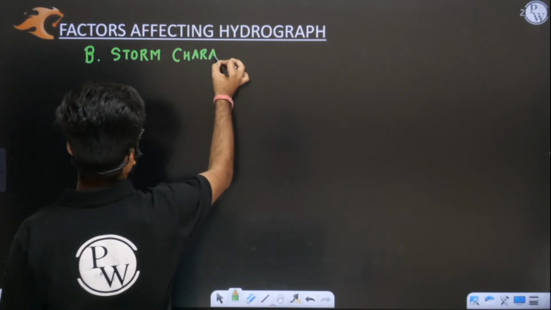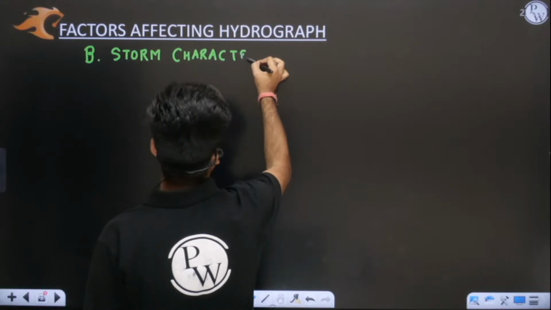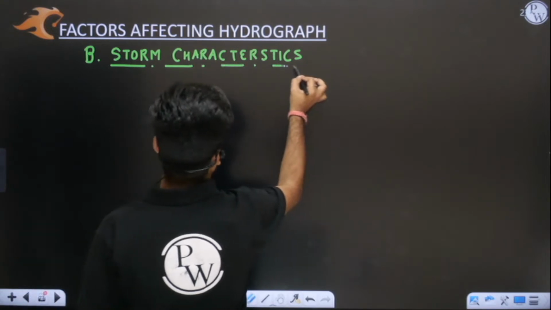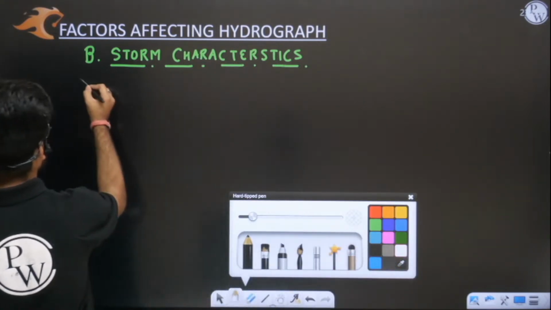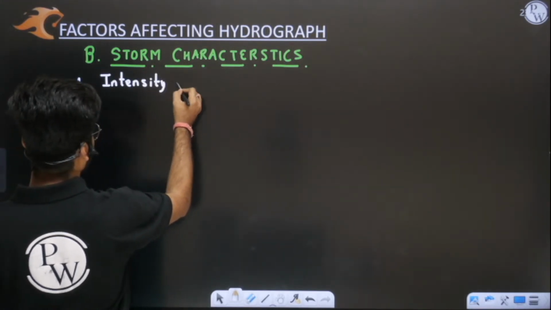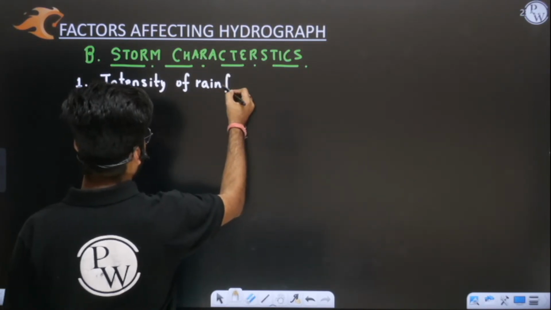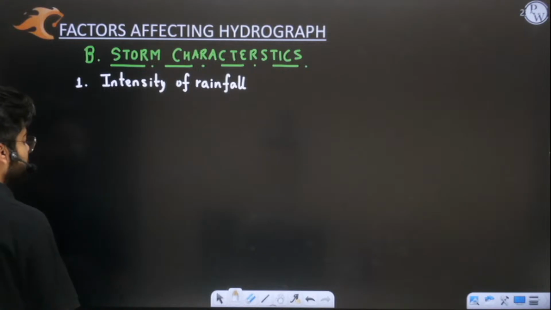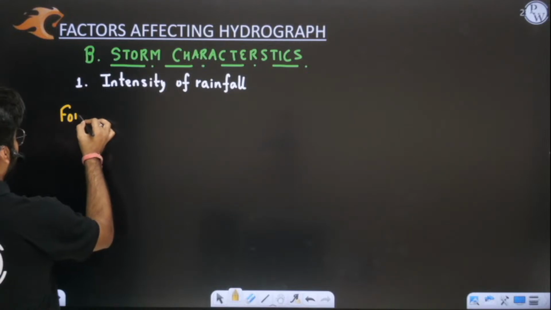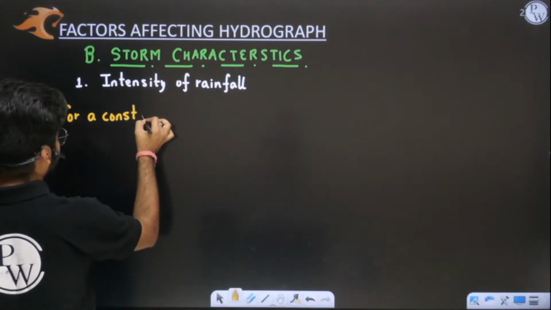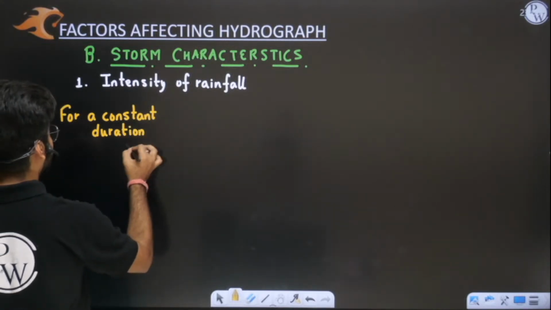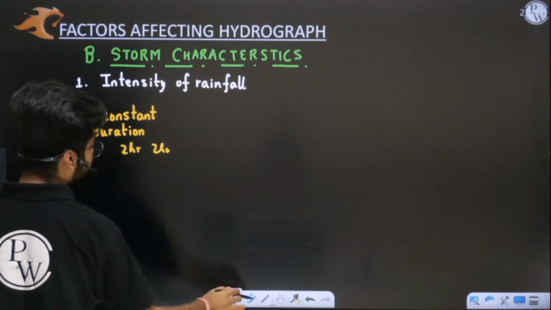All these will indicate my storm characteristics. In storm characteristics, the very first factor is intensity of rainfall. You need to understand, let us say duration of rainfall is constant. We have two rainfalls, but both have happened for a constant duration, let us say 2 hours each.